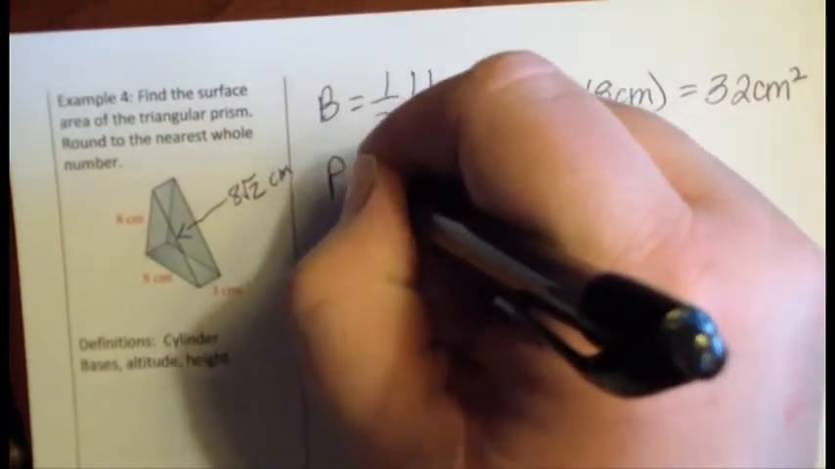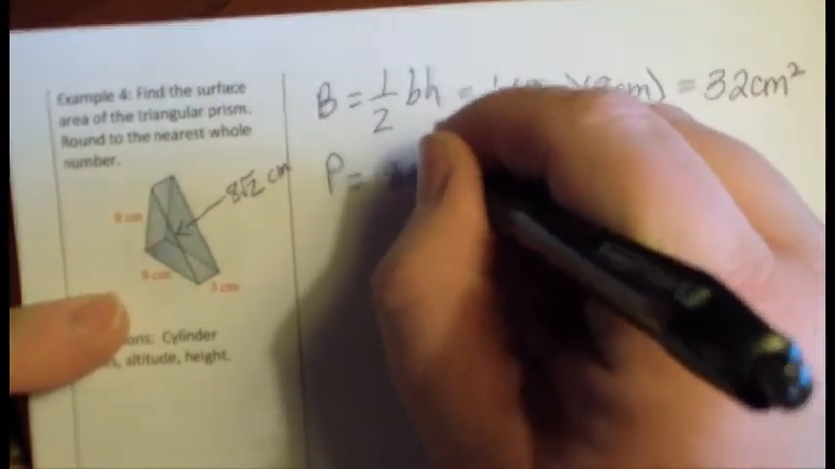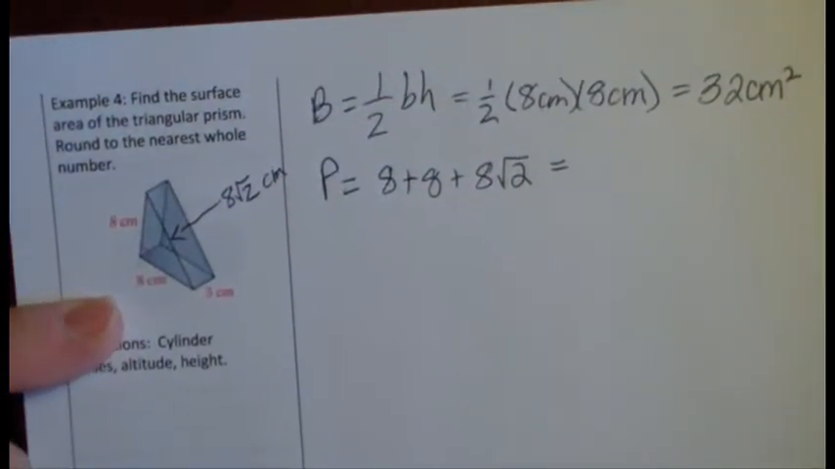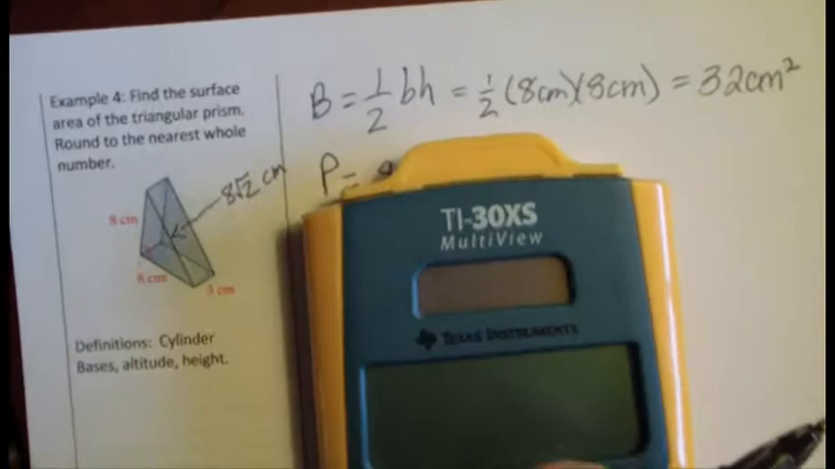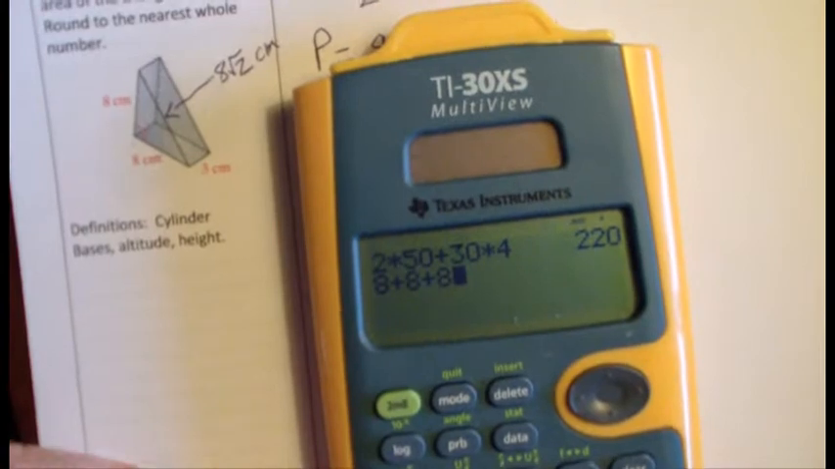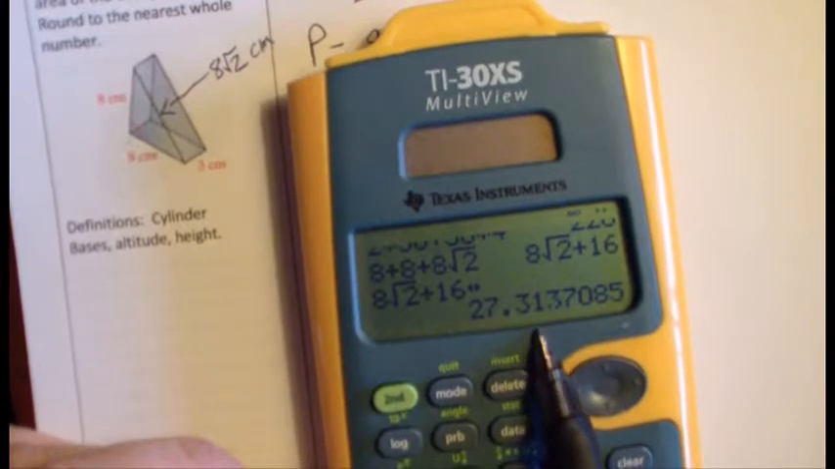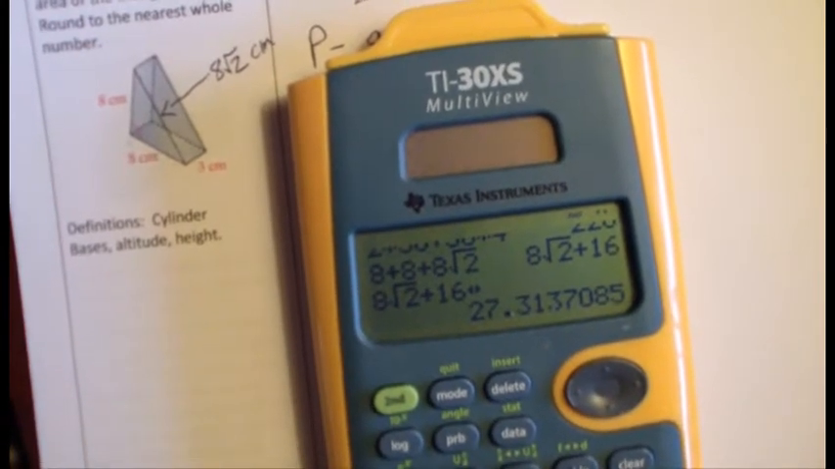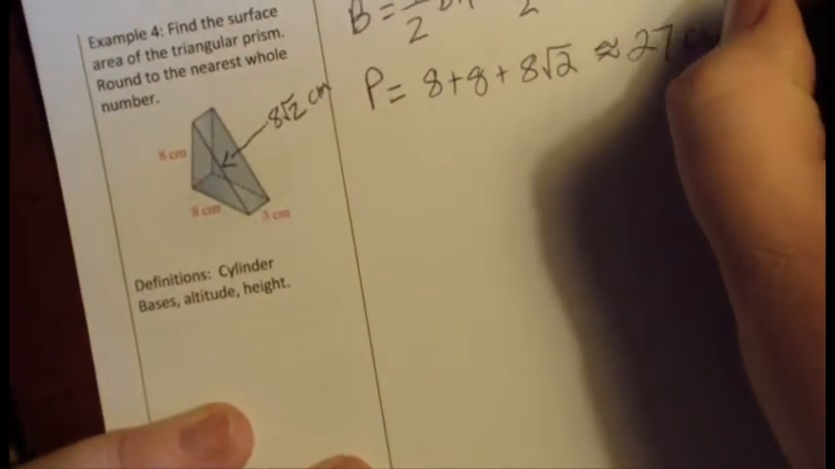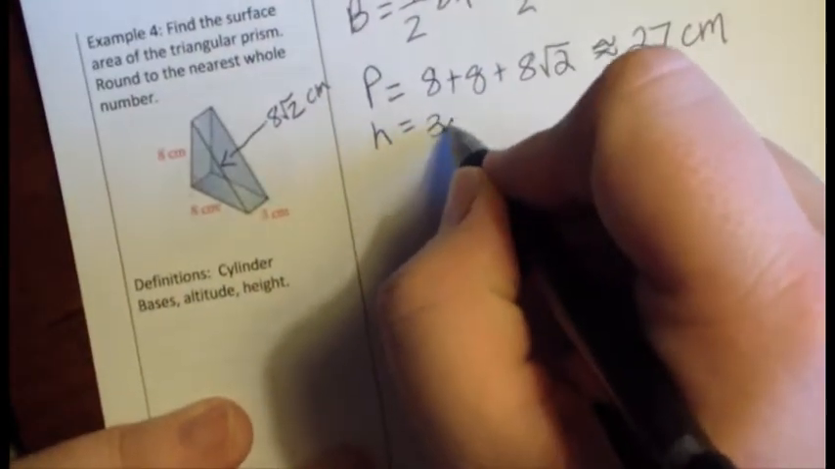We need the perimeter of the base, and it's a triangle, so we're just going to add all the sides up. So 8 plus 8 plus 8 radical 2. This is where the round to the nearest whole number comes in, because we've got ourselves a square root. So 8 plus 8 plus 8 radical 2 is going to be 27.31, so to the nearest whole number, 27. So we'll say our perimeter is about 27 centimeters. And then our height from here is 3 centimeters.